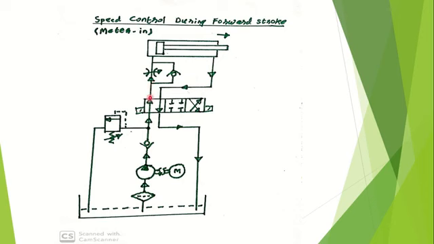So basically the fluid which is entering into the cylinder is metered, that's why it is called a meter in circuit. And since the fluid which is entering into the cylinder is metered, hence we can control the speed during forward stroke. Again, the function of the other elements is the same.